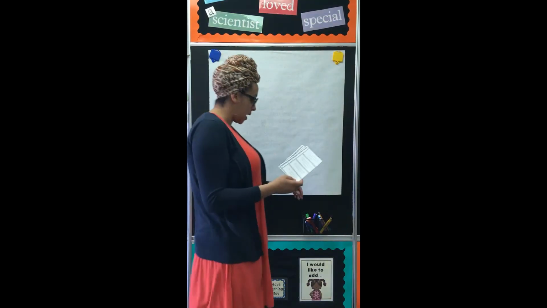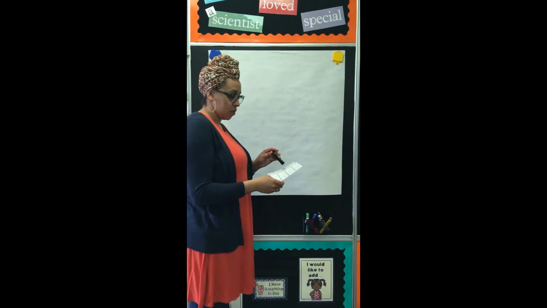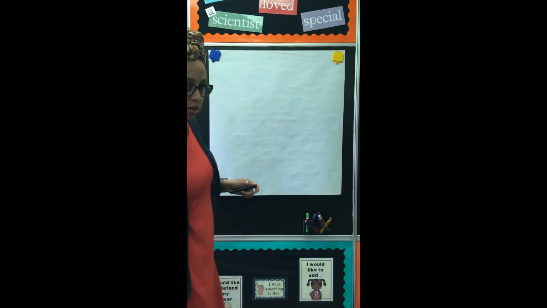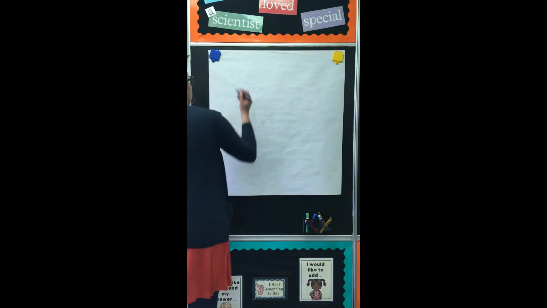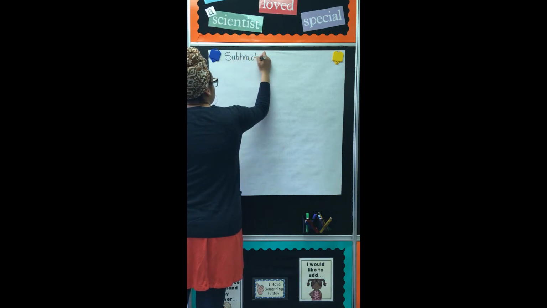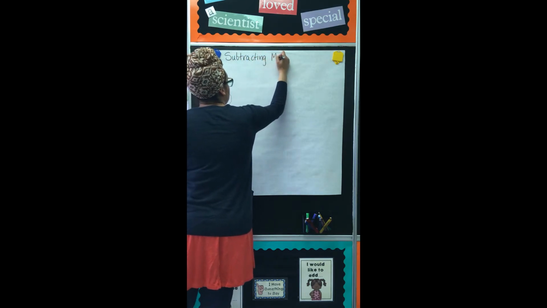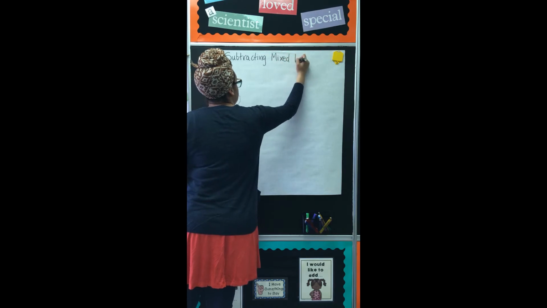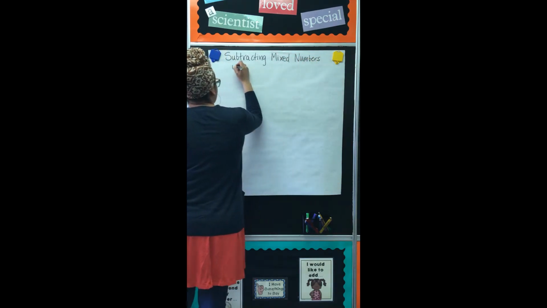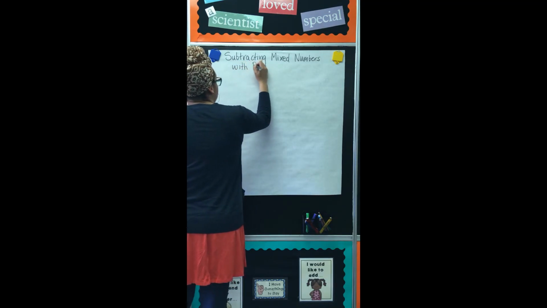Have your second tab that says step 2, borrow from the whole number. This is going to go on the right hand side of page 68. So we're going to talk about subtracting mixed numbers with borrowing.